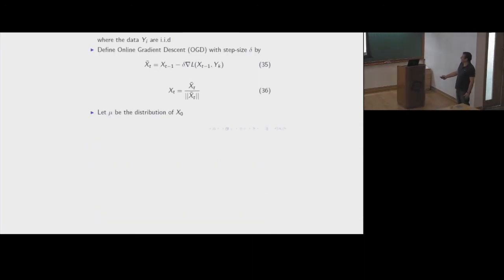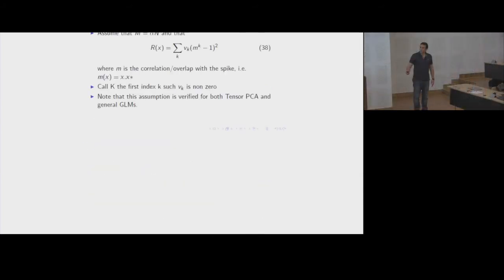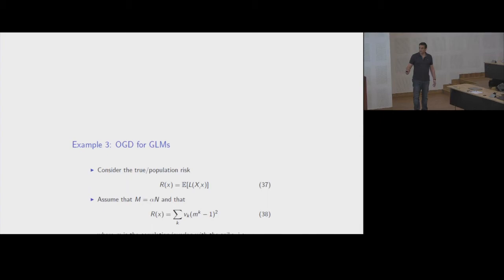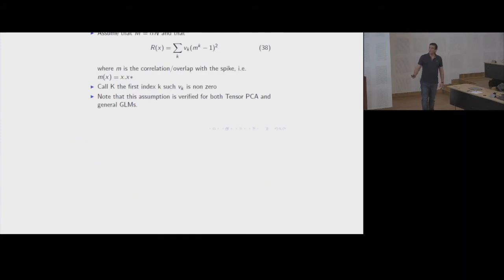And of course, let's call mu the distribution of the initial point. Let's call R the true population risk. We assume here that M is alpha n, where I call alpha the ratio as before, and we assume that this population risk has a structure like this, where M is the correlation, the overlap, the latitude, whatever, with the spike, right? And we call capital K the first index where the coefficient of M^K is non-zero.